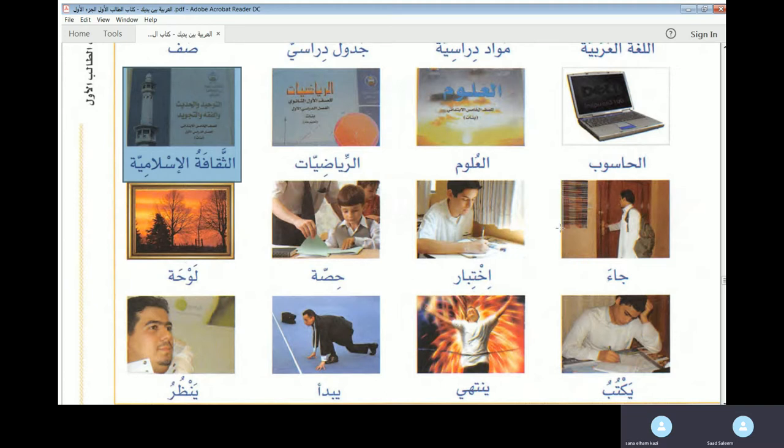Al-thaqafa al-Islamiyya. Islamic culture.